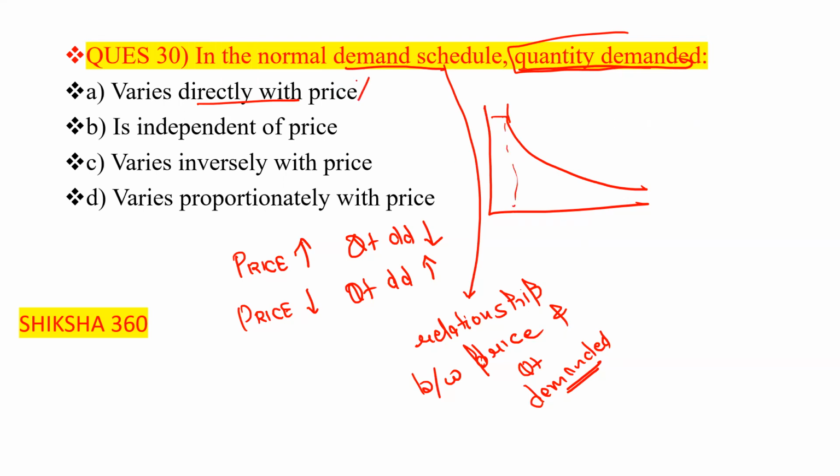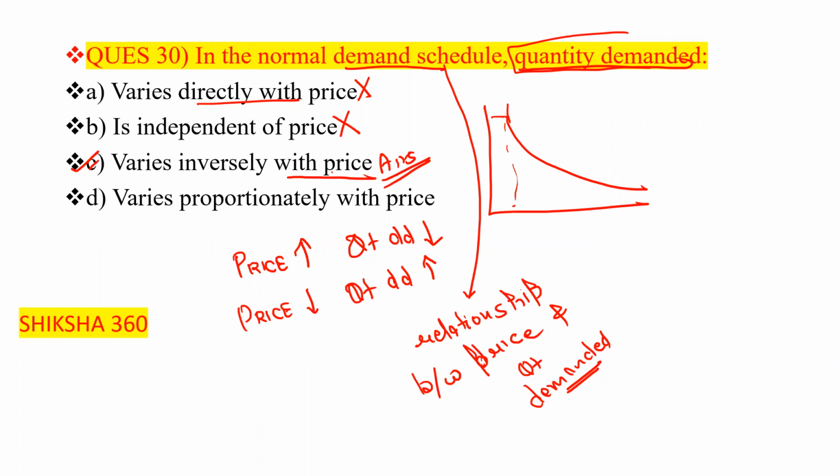Is it independent of the price? No, basically it is dependent. Varies inversely with the price. This one is the answer. So option number C is the answer, that is varies inversely with the price. So in the normal demand schedule, quantity demanded basically varies inversely with the price. So option number C is the answer here.